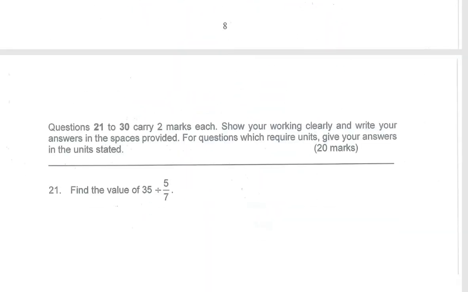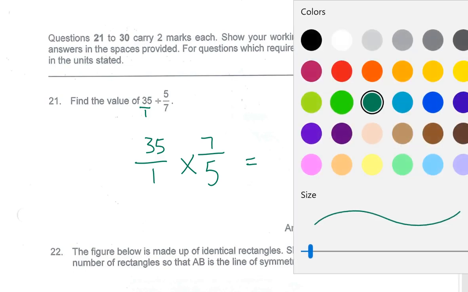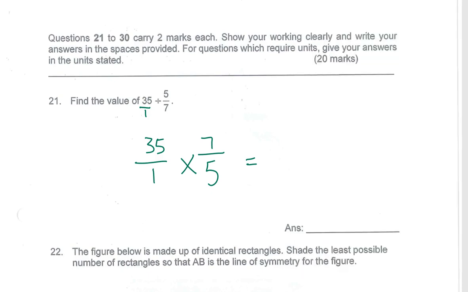We're going to move on to question 21. Okay, now question 21, find the value of 35 over 1 divided by 5 over 7. So flipping, I know I flipped the one that is after the division sign, so it will be this. Okay, simplify it first, because 35 and 5, I believe I can make them simpler to 7 and 1, and this is 7. 7 times 7 will give me 49. 1 times 1 is just 1, so the answer is 49.